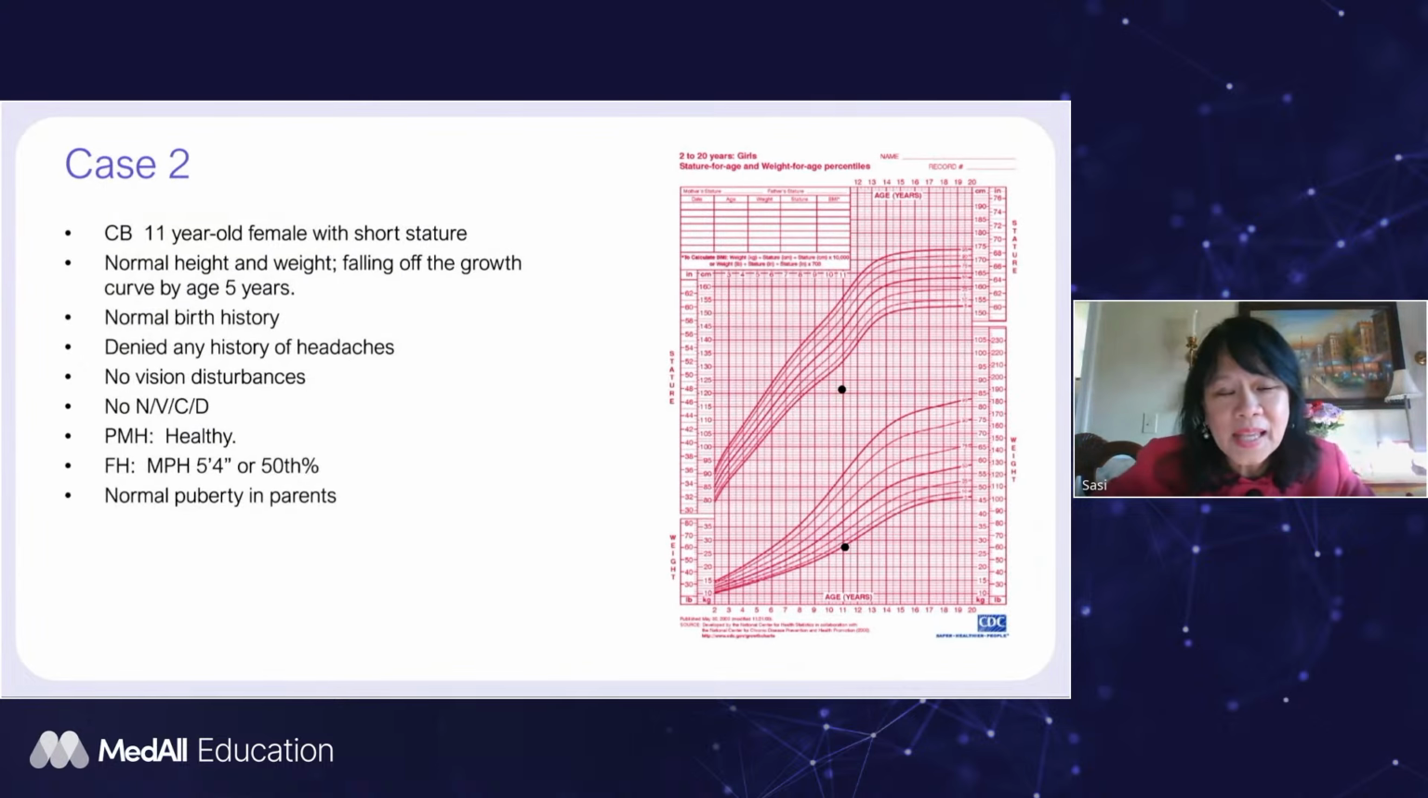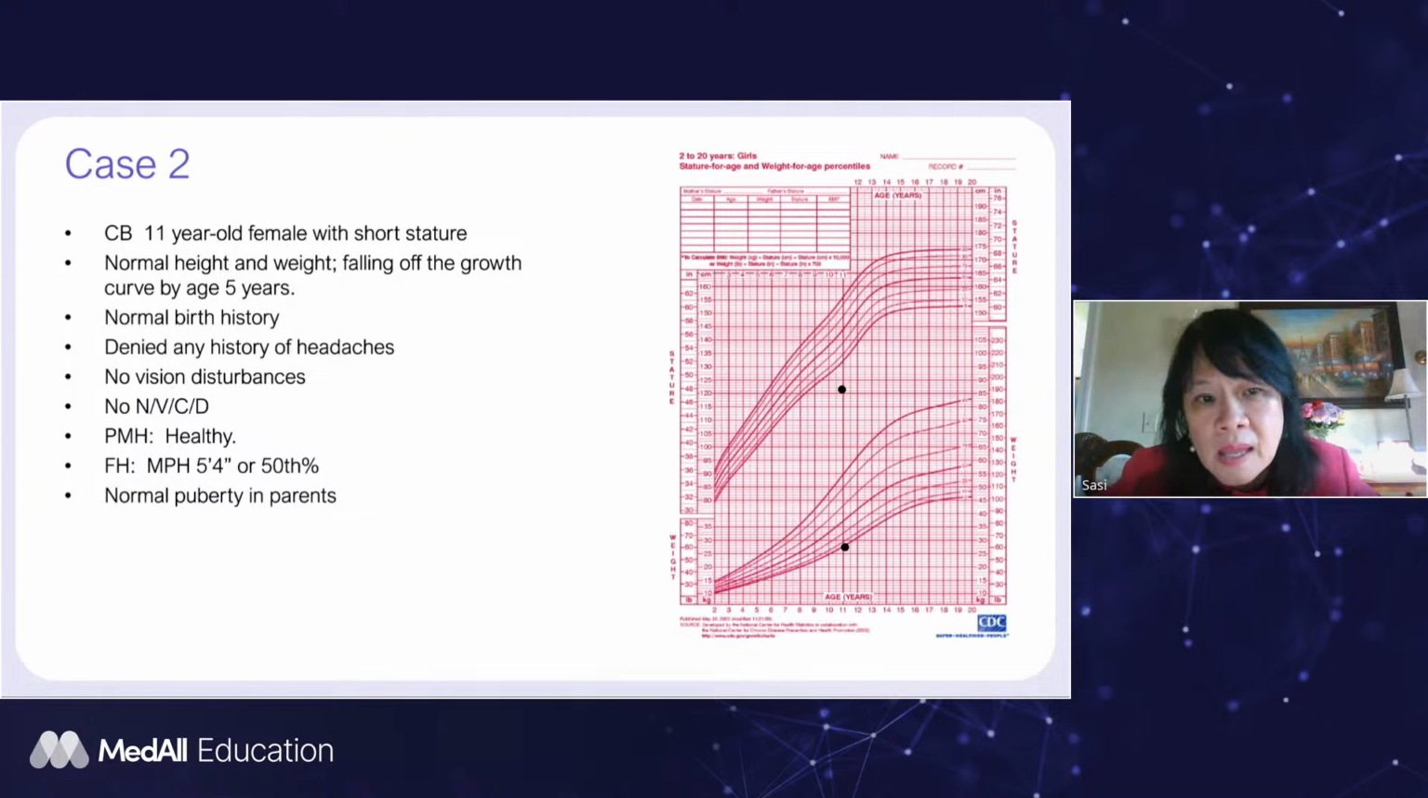Now we will look at case 2, an 11-year-old girl with short stature. And you can see on the growth chart, her height is significantly below the 5th percentile. And per history, she started falling off the growth curve around 5 years of age. And she had no negative past medical history.